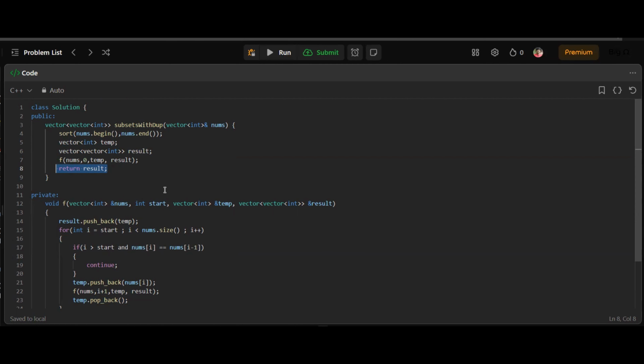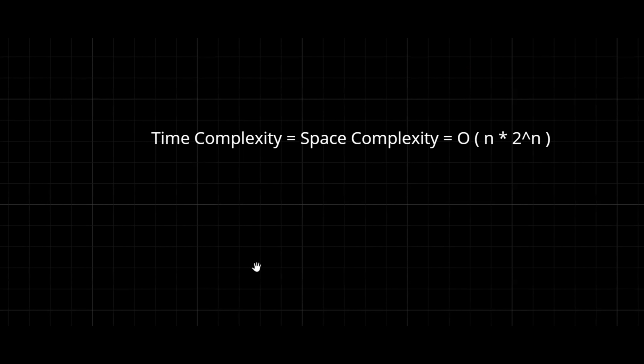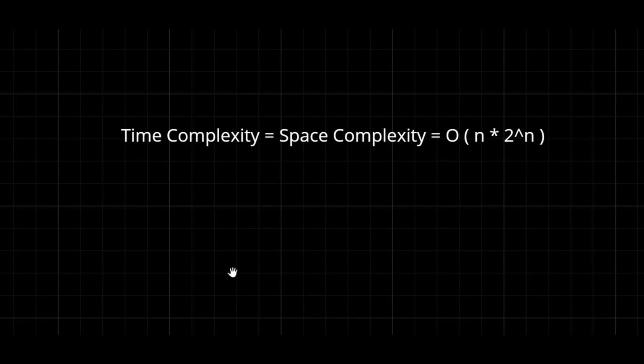Now let's move on to the time and space complexity of this program. In this program, the time complexity and the space complexity is big O of n into 2 to the power n, because for each element we have two choices. Either I can take it or I can ignore it. For this reason, the time complexity is 2 to the power n. And in the worst case, in each decision, our temporary vector size can be equal to the original vector size, which is n. So we can simply say that our time complexity and space complexity is equal to big O of n into 2 to the power n.